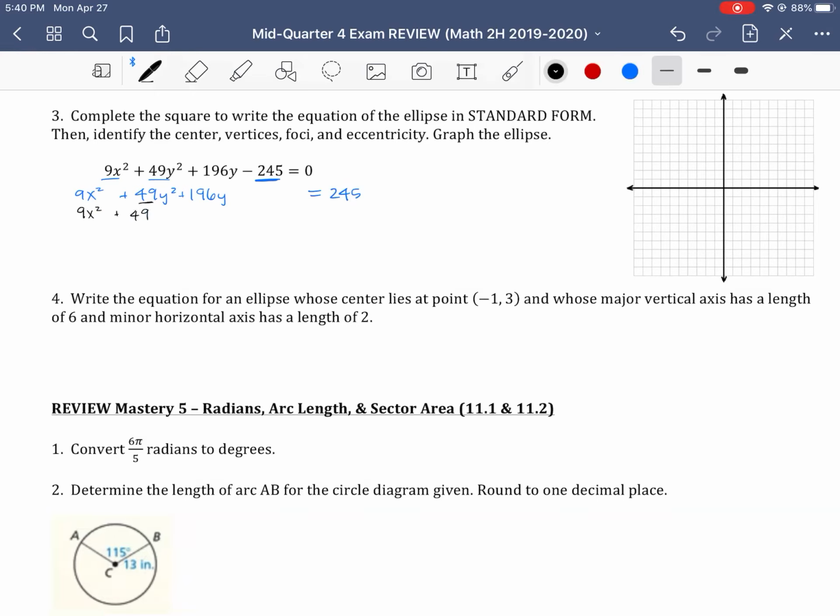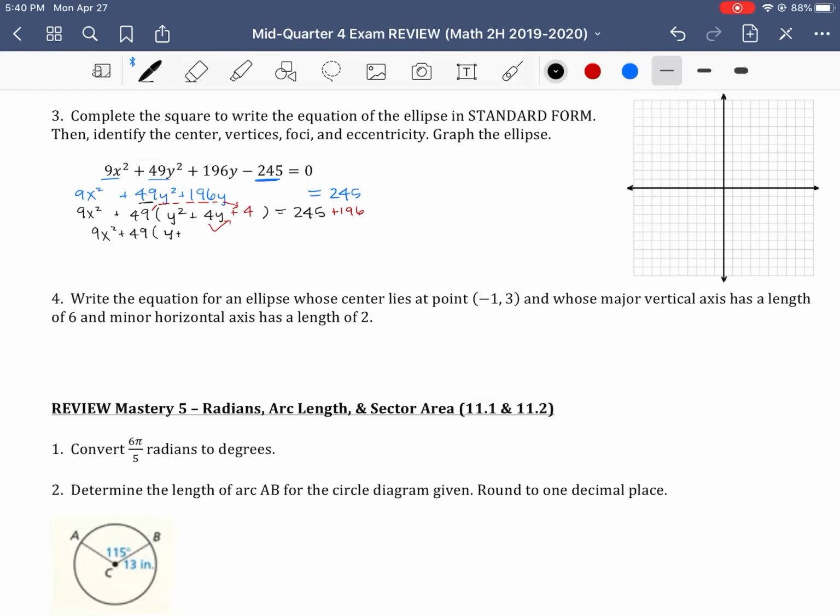From there, again, the 9x squared is just going to keep coming down, but we need to pull this 49 out. So we're going to have 49, and we get y squared. Now if you take 196 and divide out the 49, you're just left with 4y. And then we still have equals 245. Then we complete the square, so we take half that middle term. That adds 4 there. Now notice you have that greatest common factor out front. So again, 4 times 49 was 196. So we need to make sure that we add 196 onto the right side.